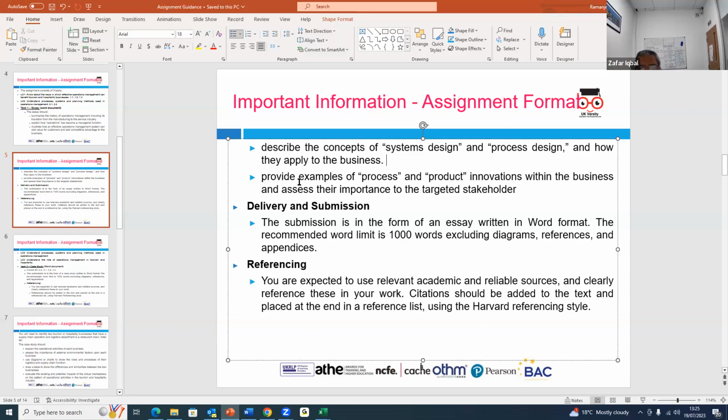Then you provide examples of process and product innovations within the business and assess their importance to the targeted shareholder. So you look at that.